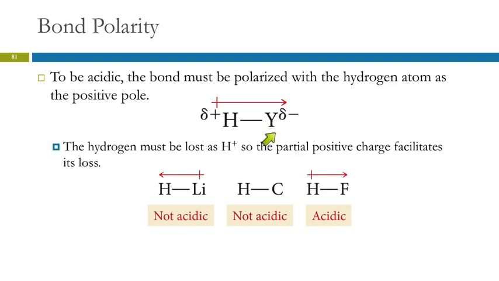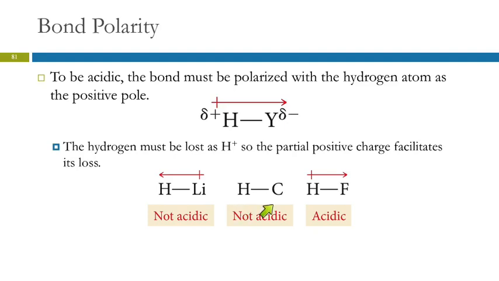So the other element here needs to be electronegative. It needs to be an electron hog, pulling the electrons away, because that makes the hydrogen already partially positive. And then when this gets lost, it's going to be lost as a hydrogen ion and not as a hydrogen atom. So if we see lithium with a hydrogen, you can make that compound, but this polarity is in the wrong direction. The hydrogen is actually more negative than the lithium.